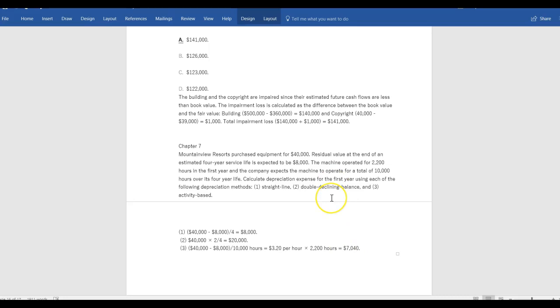So in this particular event, I'll give you a scenario and I'll say, what is the depreciation expense for year 1 using straight line? Or what is the depreciation expense in year 2 using double declining? Or what is the depreciation expense in year 1 using activity-based? So you just want to know those 3 scenarios.